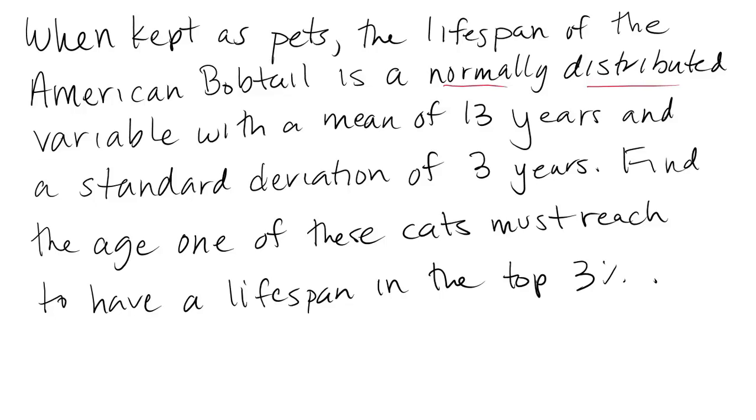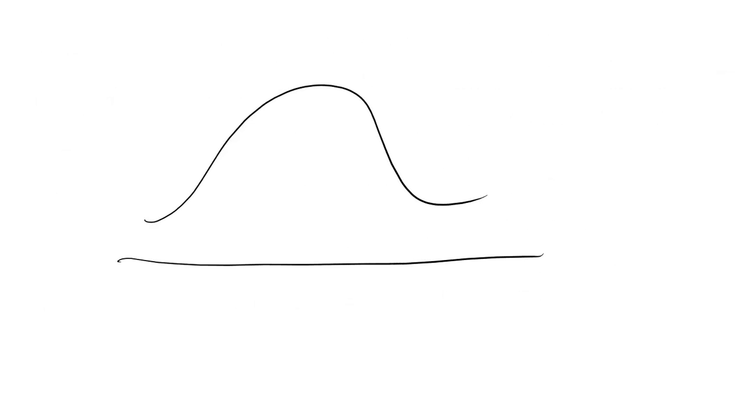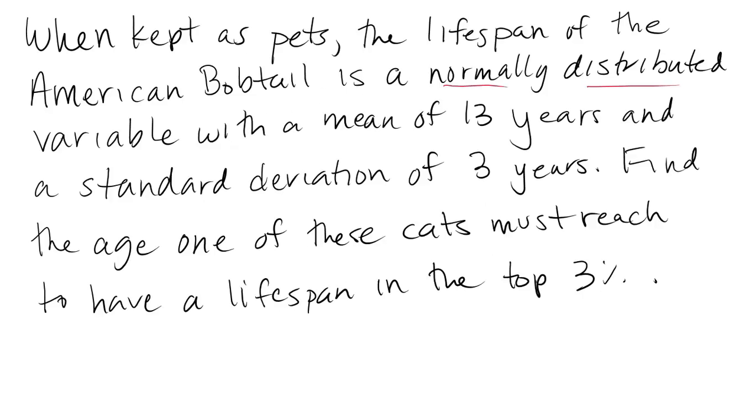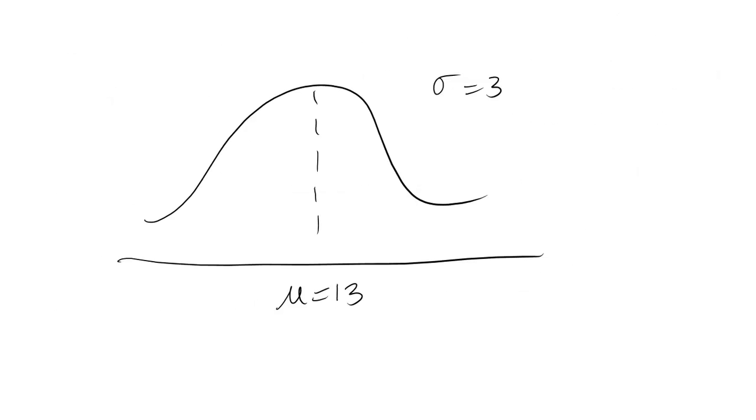Let's draw a picture of the scenario. I still think pictures are a good idea here. Normal curve. The mean age of one of these cats, at least in the home, is 13 years. The standard deviation is 3 years. And we're asked to find the age that one of these cats would have to reach to be one of the oldest 3% of all such cats. So if you're in the top 3%, you're somewhere over here. This is the value of the variable. I'm just going to call the variable x.